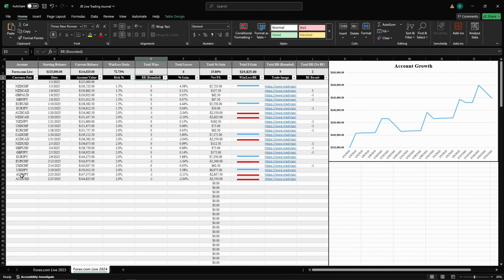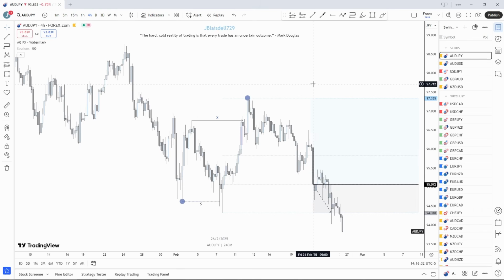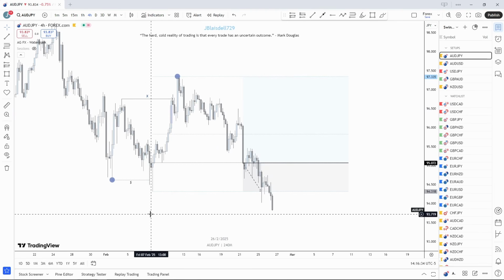But without further ado, let's dive into the charts here, and we're going to start by looking at AUDJPY, a very basic and simple setup here.